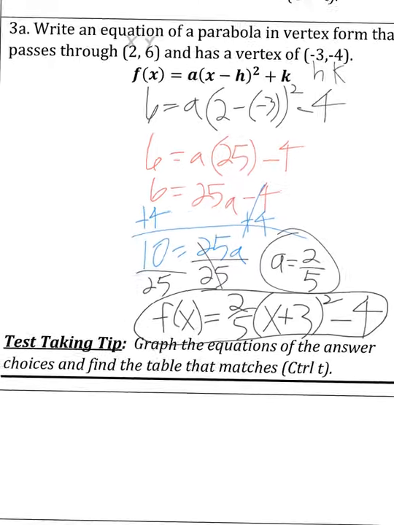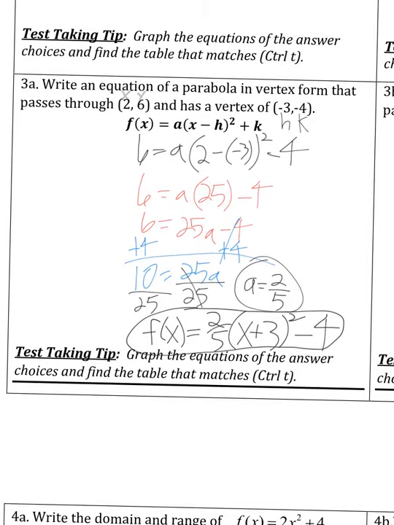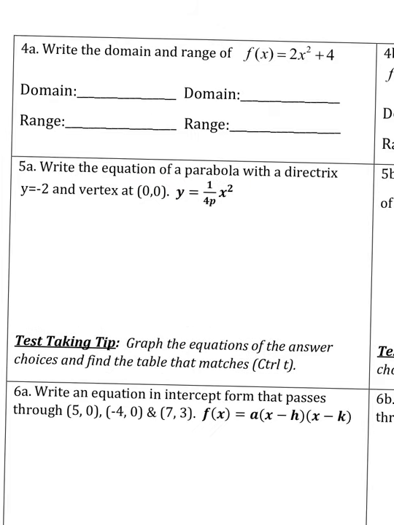All right, and I did write here test taking tip. This is very important. Let's say you get stuck on this. You would want to graph the equations of the answer choices and find the table that matches. So press Control T and find these points in the table, and then it's just a matter of process of elimination at that point. All right, so keep that in mind. This is very important. For 4, we'll do it in the calculator.